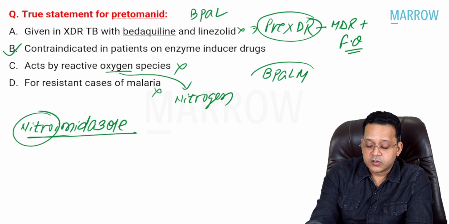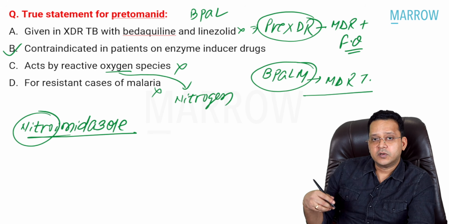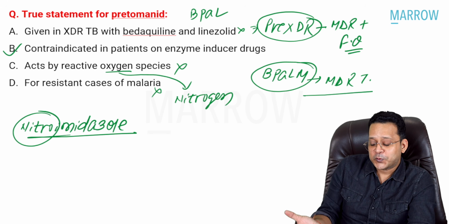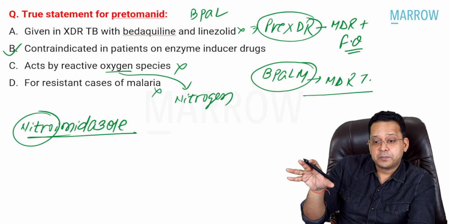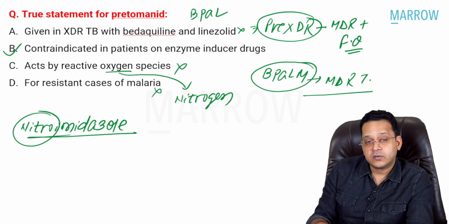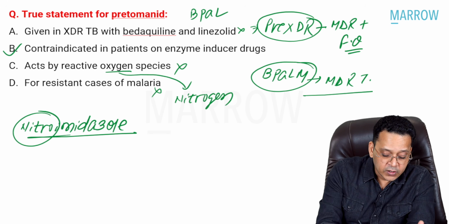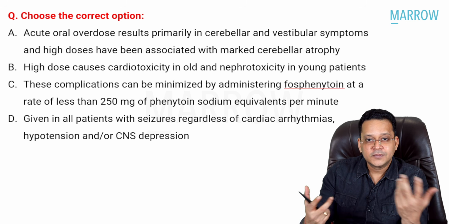M for moxifloxacin, and this is for MDR-TB. This is not for XDR, this is for MDR-TB, because in XDR, I would have resistance to fluoroquinolone, right? So B-PAL is for pre-XDR, and B-PALM, M for moxifloxacin, is for MDR-TB, guys. All right, so that is a new information that you can add on to your notes.